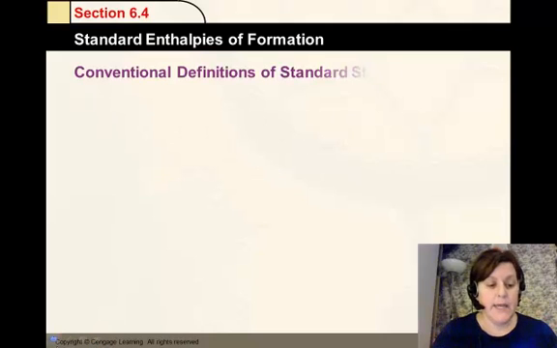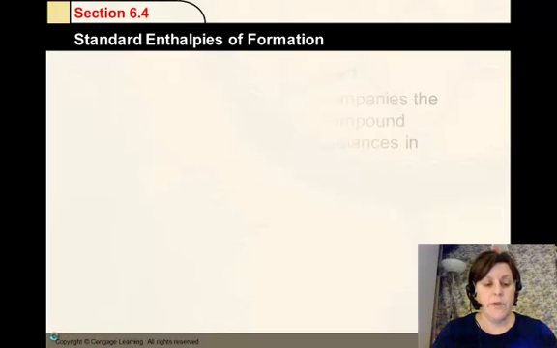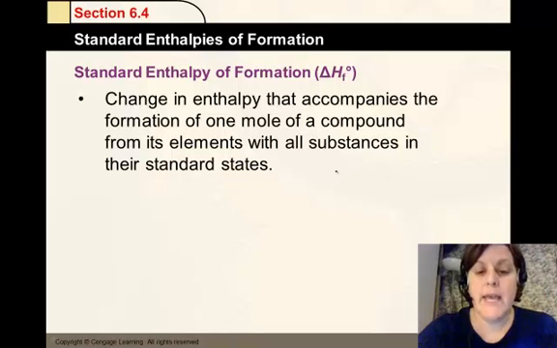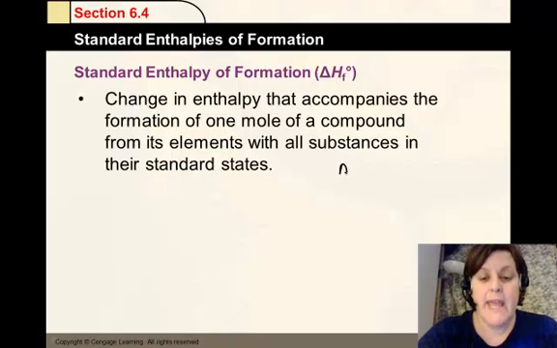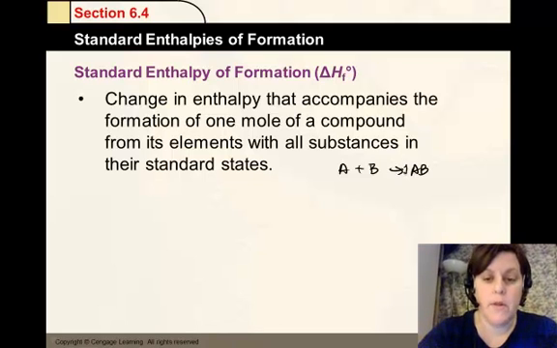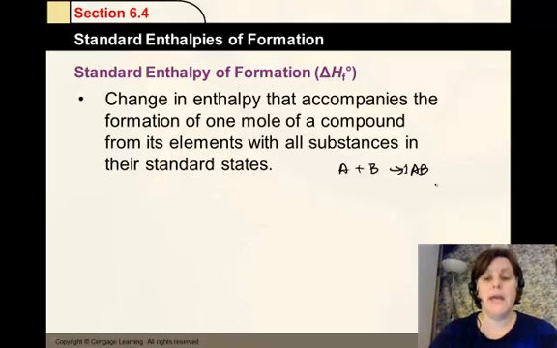So that would be like if we wanted to say A plus B yields AB. Notice there's 1 mole of AB. And it always shows the compound as a product. That's the delta HF. The reactants are elements, and elements, by the way, have a delta H value of 0 because you can't form elements, they simply are.